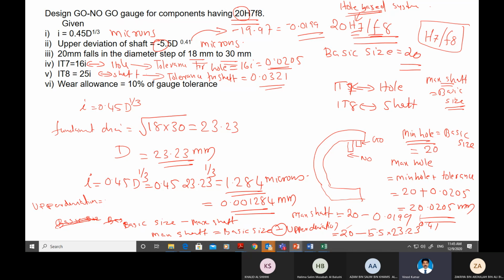Simple. You calculate upper deviation by just substituting D here, and you will get it in microns. Convert it into millimeter and then subtract it from the basic size. Basic size is 20, so 20 minus upper deviation. That means you are getting 0.0199. That will be the maximum shaft size. Clear? Yes, doctor, clear. This upper deviation is given in order to find the maximum shaft.